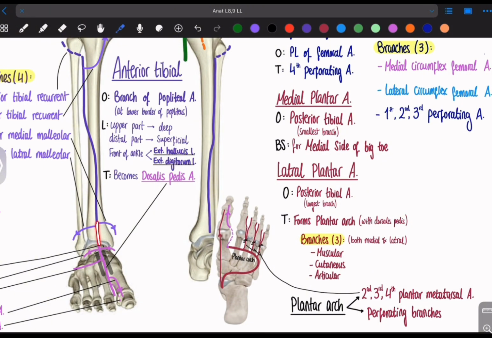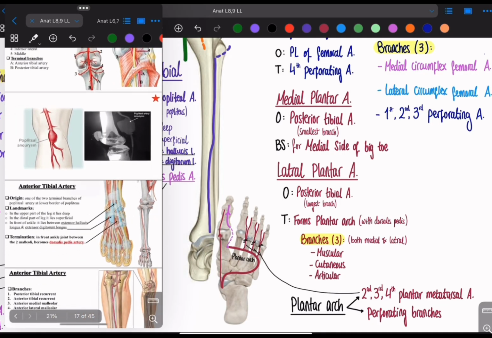Where does this change occur? When does the anterior tibial change into dorsalis pedis? It happens when the anterior tibial passes between the 2 extensors, the extensor hallucis longus and extensor digitorum longus. These are muscles. So once the anterior tibial passes in between extensor hallucis longus and extensor digitorum longus, its name changes into dorsalis pedis.